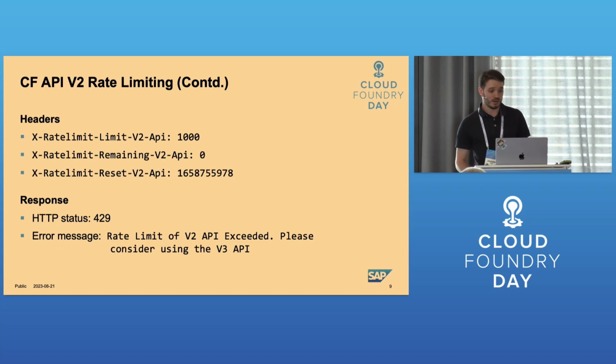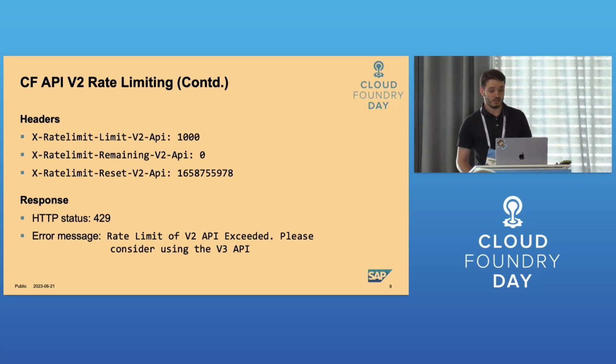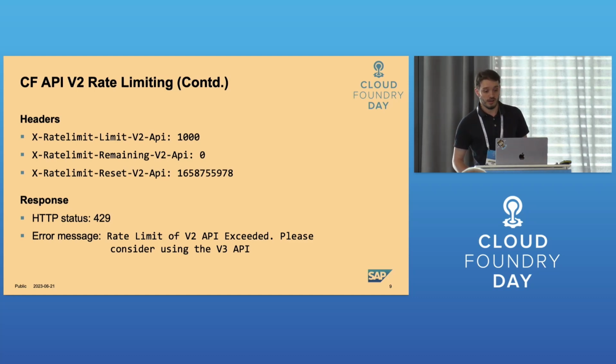When this rate limiter is now switched on and the user calls a V2 endpoint, then the response will contain a few more header fields, three to be exact. So there's, first of all, the general rate limit. In this example, it's 1,000. So a user can make 1,000 V2 requests within 1 hour. Then there's a header telling the user the remaining requests. In this example, it's 0. And then there's a timestamp, the reset header, which is a Unix timestamp, which will tell the user when the rate limit will be reset again.